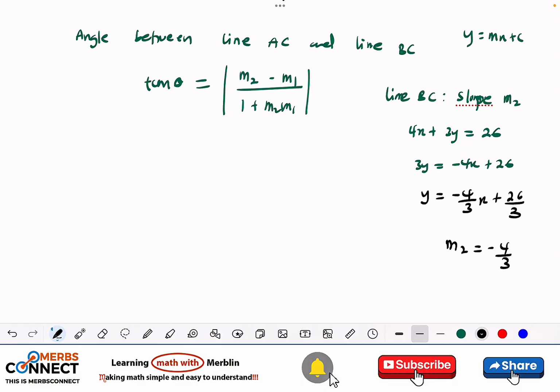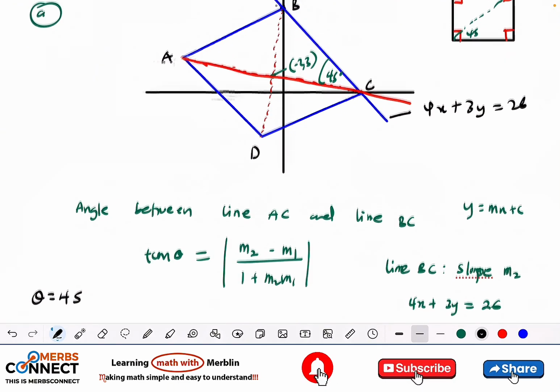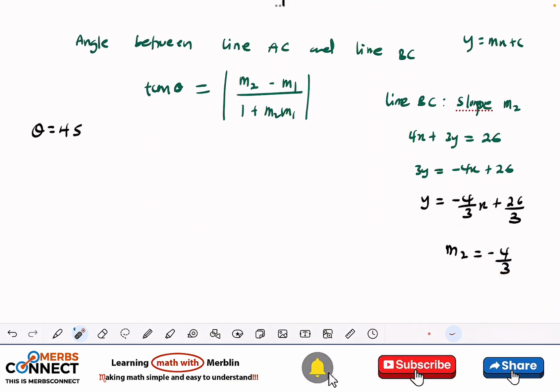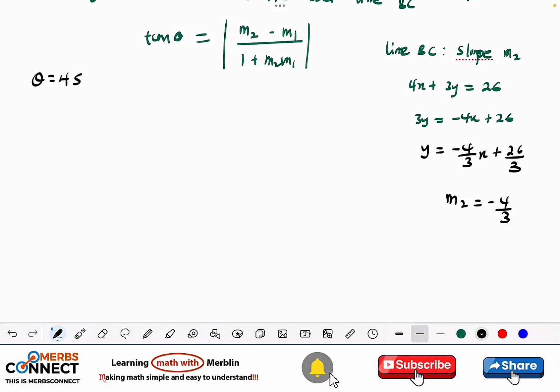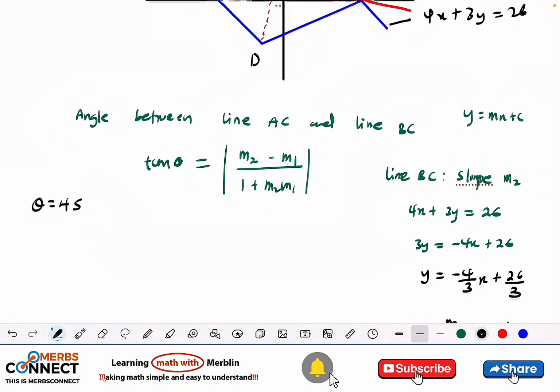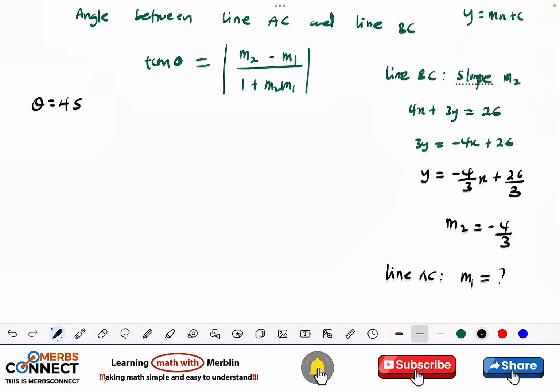Good. So now we know the angle is 45, from here, and we know one slope. This will help us to find the slope M1. And remember, the slope of line AC is equal to M1, which is the one that we are coming to look for. Good. So let's do substitution and find the angle from here.